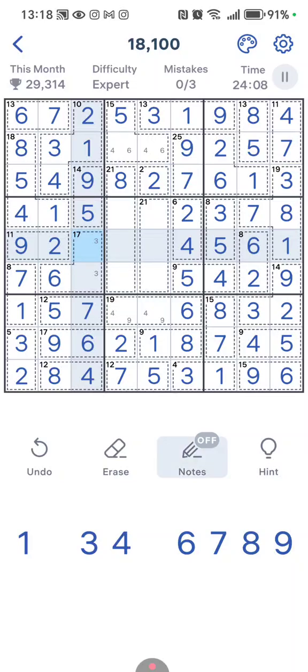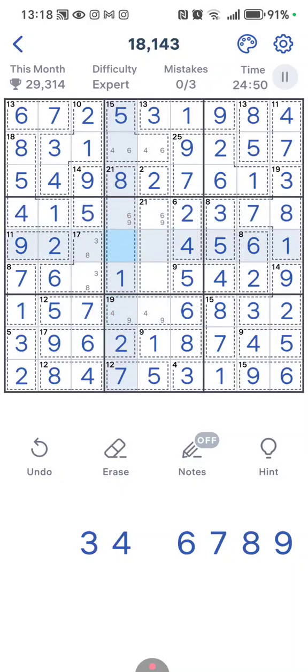Is there an 8? No, there isn't. What about along here? So 1, 2, 3, 4, 5. So this has got to be 6 and 9. 6 and 9. One has to go here. Bit of scanning, you see. If in doubt, make sure you scan, scan, scan. 4, 6, and 9, that's a hidden triple.